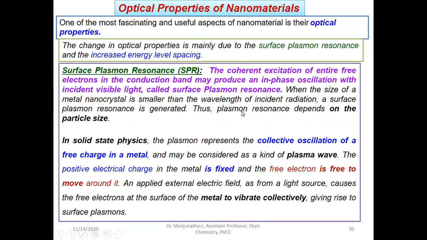It is actually a surface phenomenon. It happens on the surface of the nanomaterial. When the size of the nanocrystal is smaller than the wavelength of the incident light radiation, a surface plasmon resonance is generated.